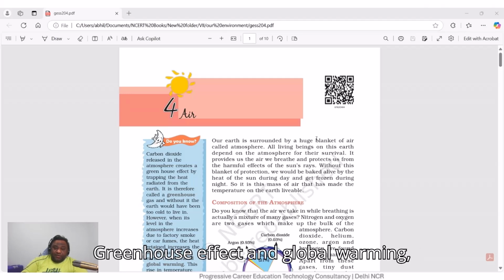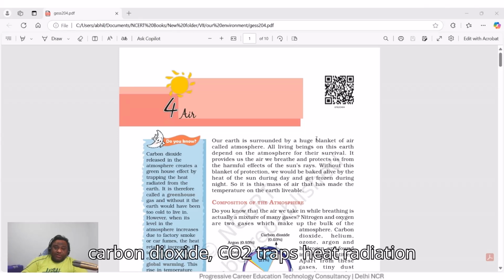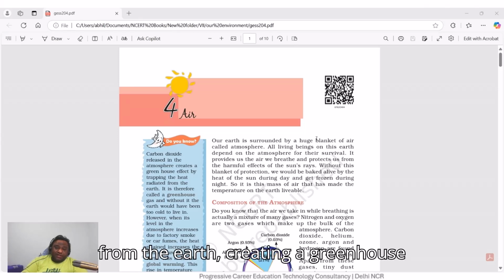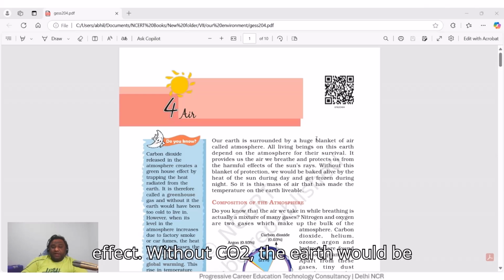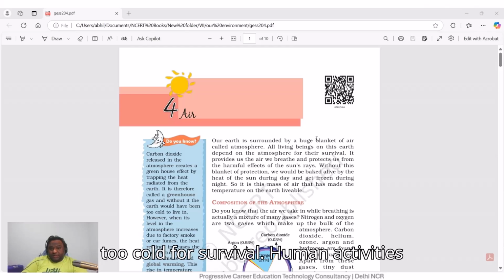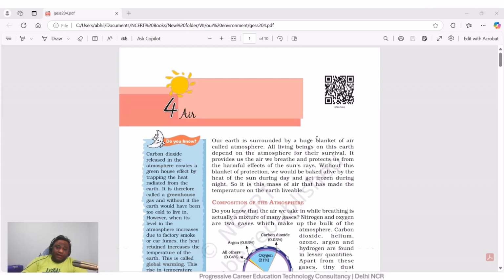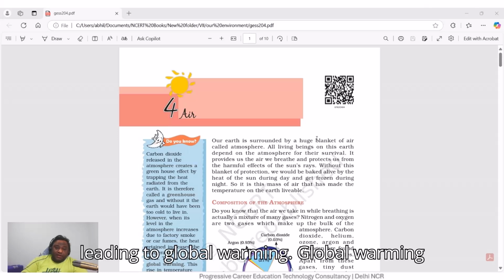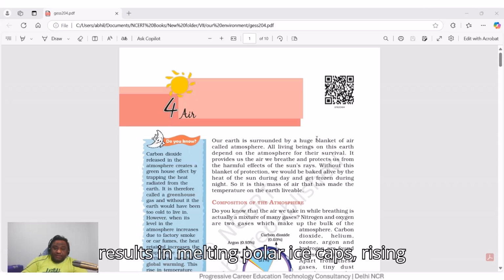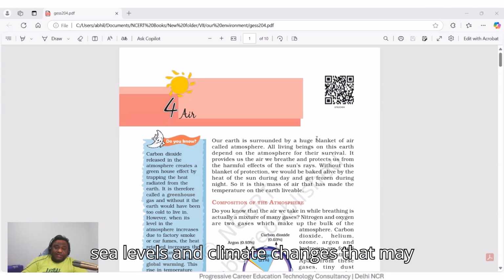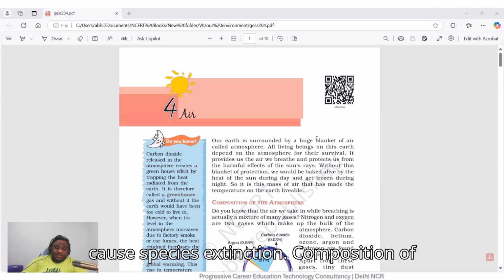Greenhouse effect and global warming. Carbon dioxide, CO2, traps heat radiation from the Earth, creating a greenhouse effect. Without CO2, the Earth would be too cold for survival. Human activities such as industrial emissions and vehicle fumes increase CO2 levels, leading to global warming. Global warming results in melting polar ice caps, rising sea levels, and climate changes that may cause species extinction.